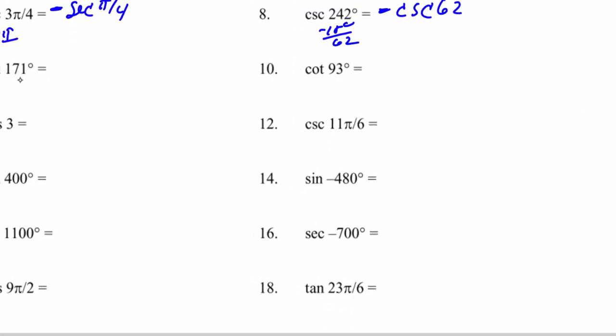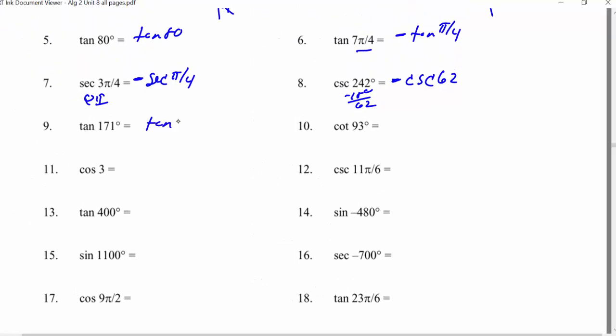171. That's just short of 180. So this is like the tangent of 9 degrees. And it's the opposite. Cotangent of 93. So that's just 3 degrees past the 90-degree mark. So it's going to be opposite of the cotangent, because in the second quadrant, cotangent's negative. So we have to take, we're missing like 87 degrees.